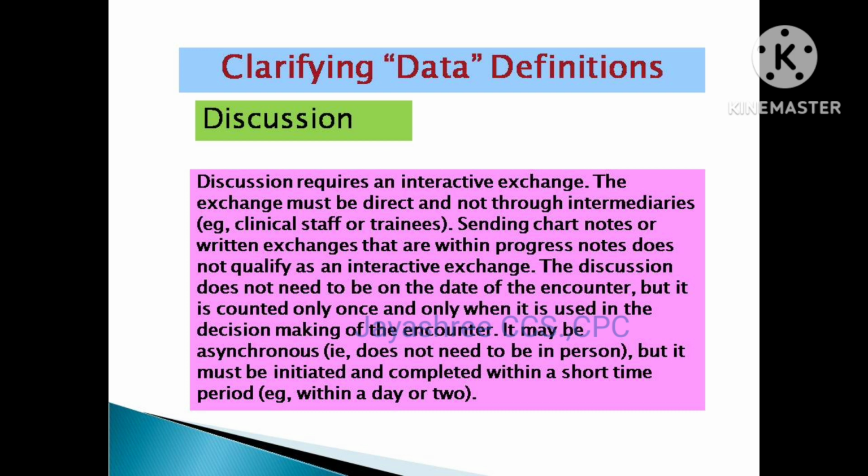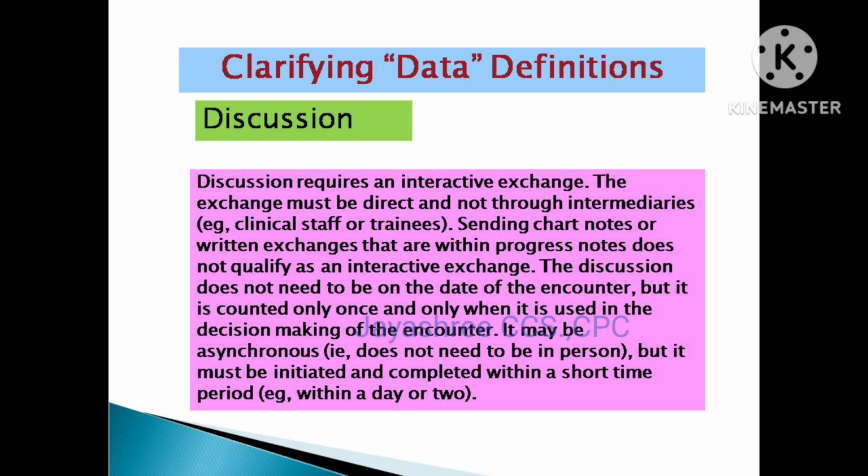Okay, any discussion does not need to be on the date of the encounter, but it is counted only once and only when it is used in the decision making of the encounter. So it may be asynchronous. It does not need to be in person, but it must be initiated or completed within a short time period, so within a day or two. It should not be a discussion in the same encounter, but it may be within two days or within a day. The discussion must happen regarding the physician's report.